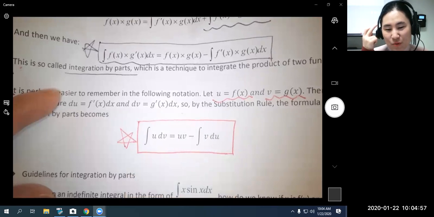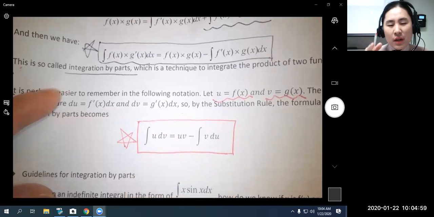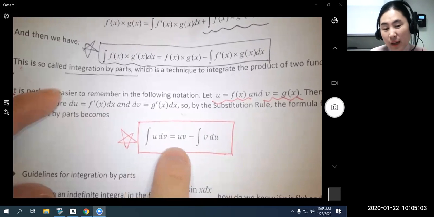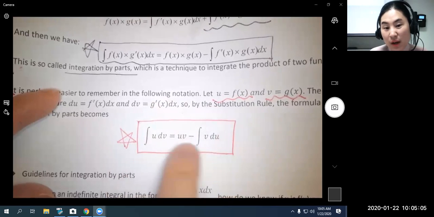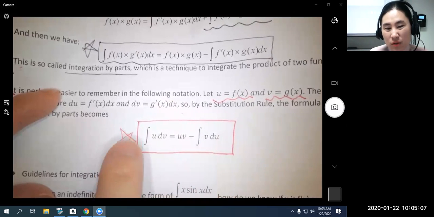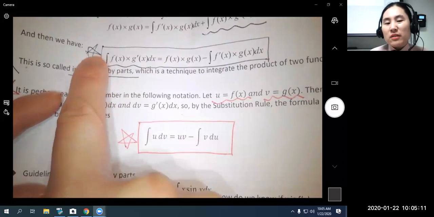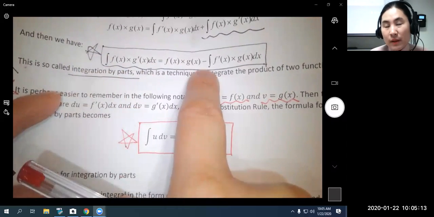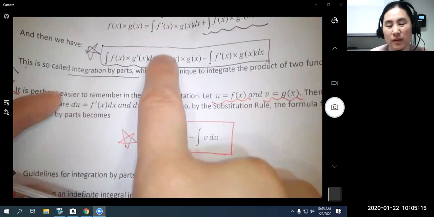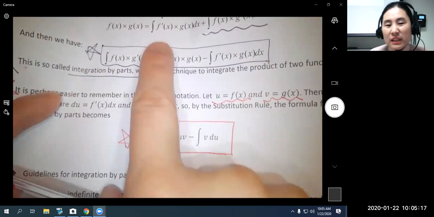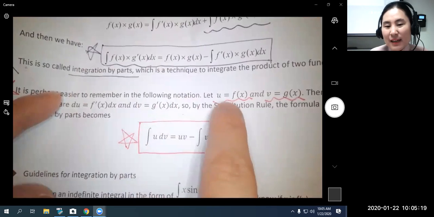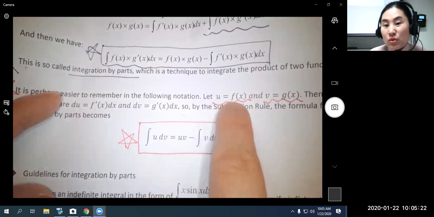Every time you do a question, once we find a u, the rest will be dv, and then we're going to use this formula directly to do the calculations. So this is the formula I want you guys to remember. This is the same thing, but if you want to memorize this one, it's fine. You can see they are the same formula but different notation. This one looks simpler because we use a substitution rule.